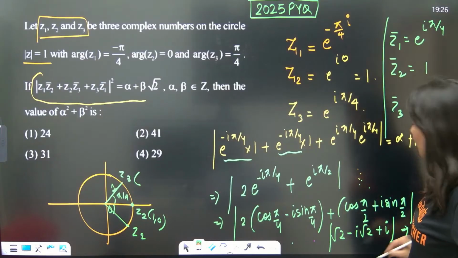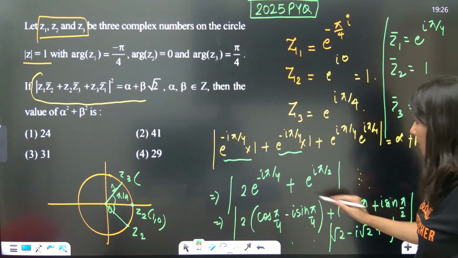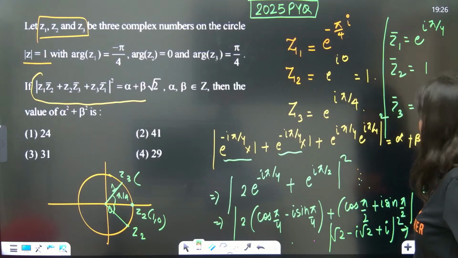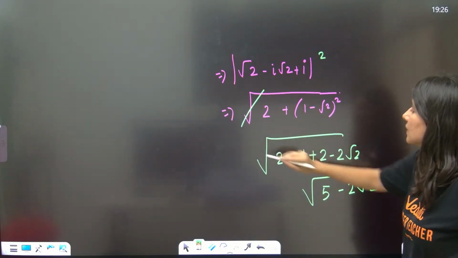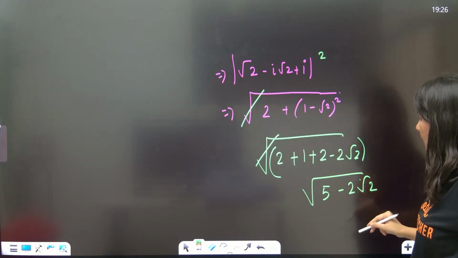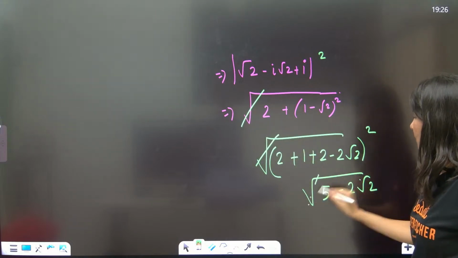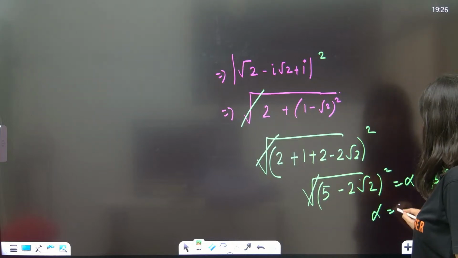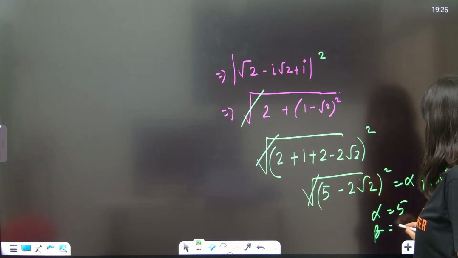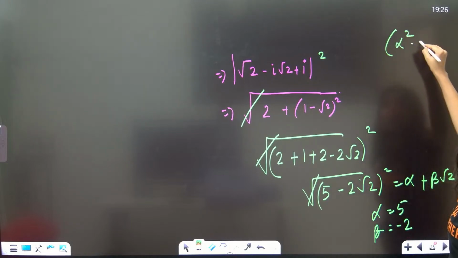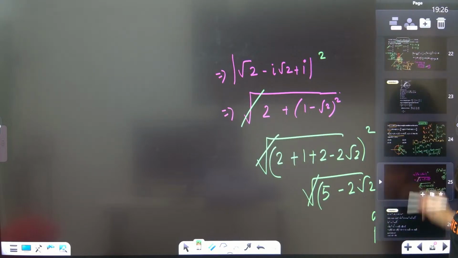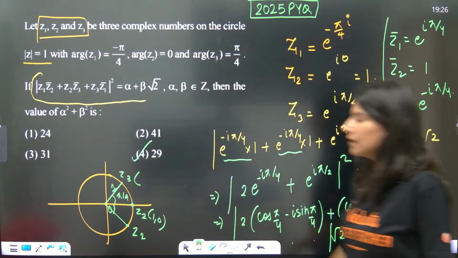So the modulus square is there, isn't it? The square is there, so the square root is not there. So this square is equal to alpha plus beta root 2. Clearly, alpha is 5, beta is minus 2. And alpha square plus beta square is 25 plus 4, that is 29, my dear students, and your correct answer is option D. Have a look, let me know.